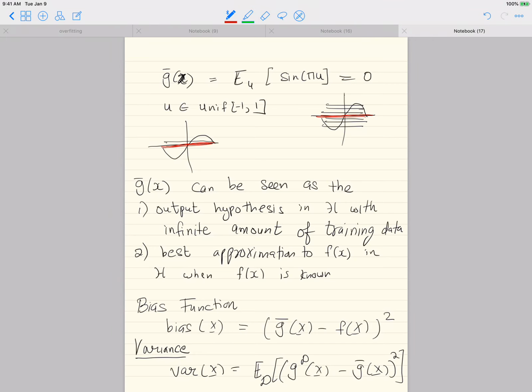So we'll compute this for our example. Any questions before that?